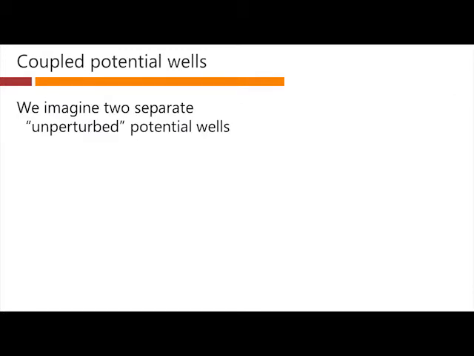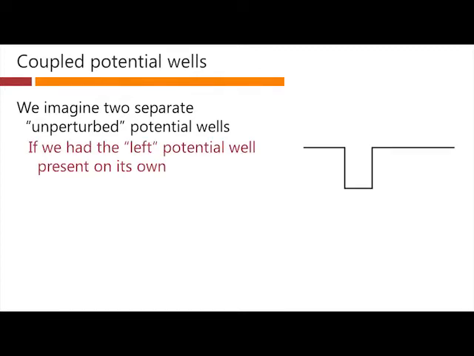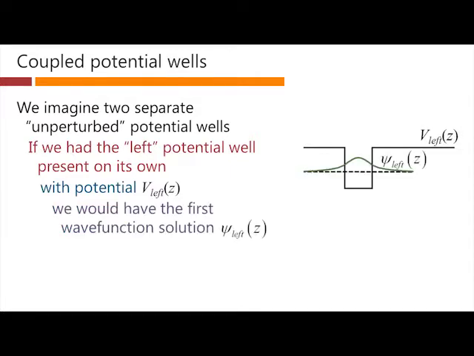So we imagine these two separate, what we'll call unperturbed potential wells. If we had the left potential well on its own, so just this well but no other one here, and we could have a potential for that, we'd call it V left of z, well, we would be able to solve this kind of problem. We'd have our first wave function solution here. We could call that psi left of z, and it would have some energy E1. And we know how to solve that problem. We've solved that one already.